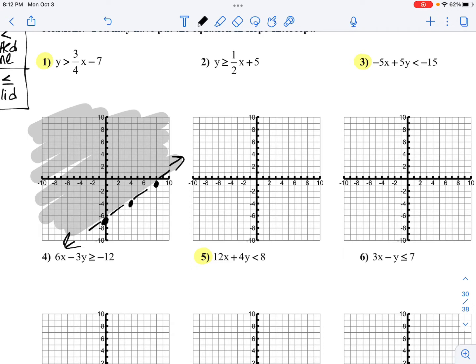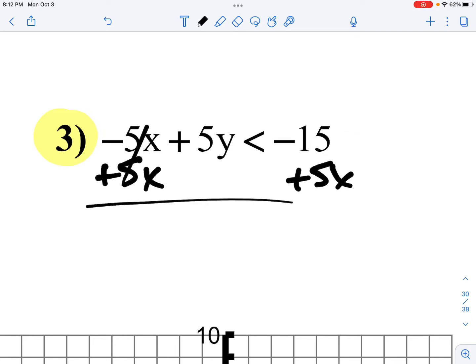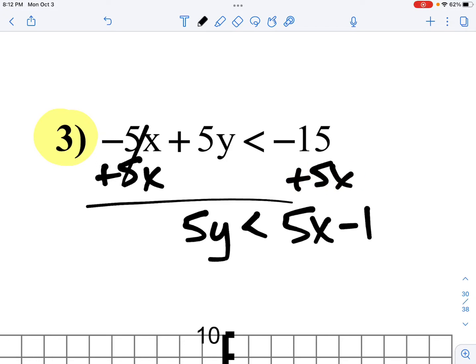Let me look at number 3. Number 3, I don't really know where to start because the y is not by itself. So I'm going to first bring this 5x over to this side by adding it to both sides. And that means I just have positive 5y. Keep the inequality symbol where it is. And these are not like terms, so I have to leave it as positive 5x and -15. So the positive 5x just stays and the -15 just stays. They're not like terms, so you can't combine them.